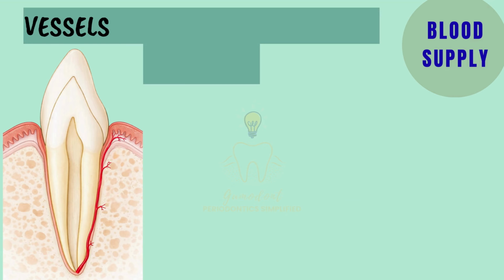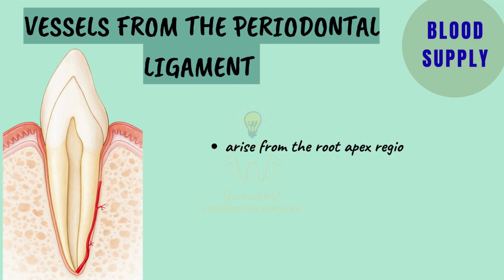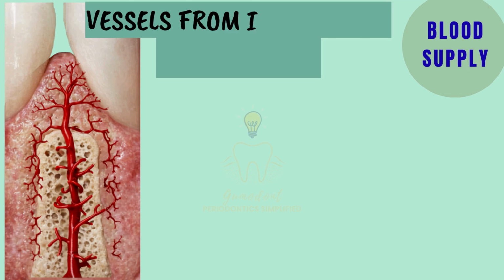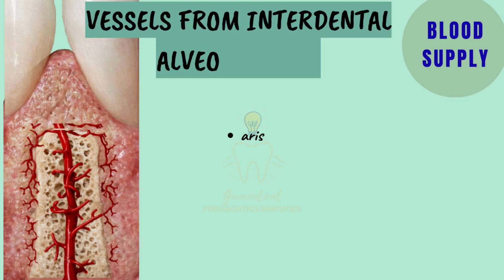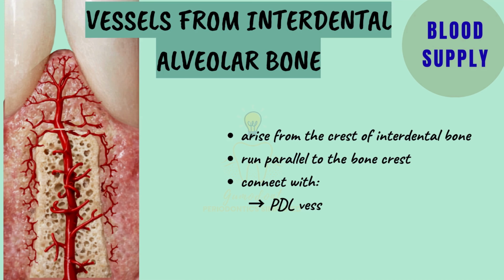Second are vessels from the periodontal ligament. These arise from the root apex region, extend coronally into gingiva, and anastomose with vessels in the sulcus area. Third are interdental alveolar vessels. They arise from the crest of interdental bone, run parallel to the bone crest, and connect with periodontal ligament vessels, gingival capillaries, and supraperiosteal vessels.